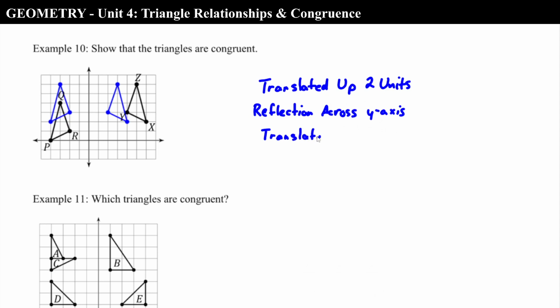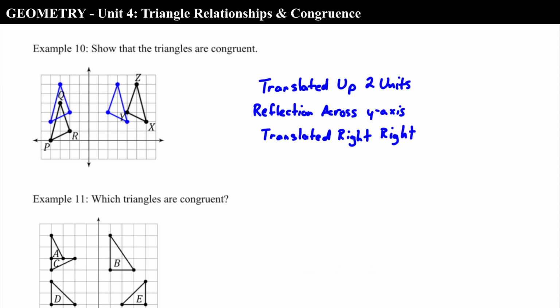So since we're able to move this figure from one position to the other through just translations and a reflection, then we have done all rigid motion, which means the 2 triangles are congruent.